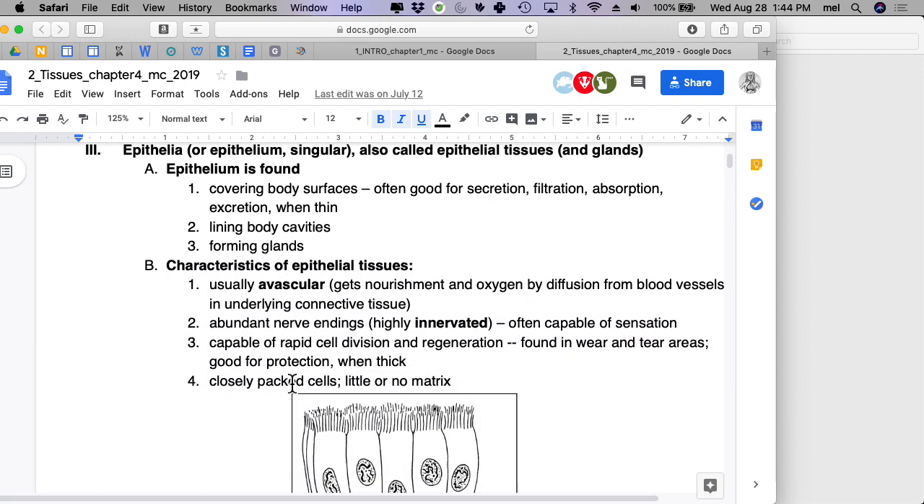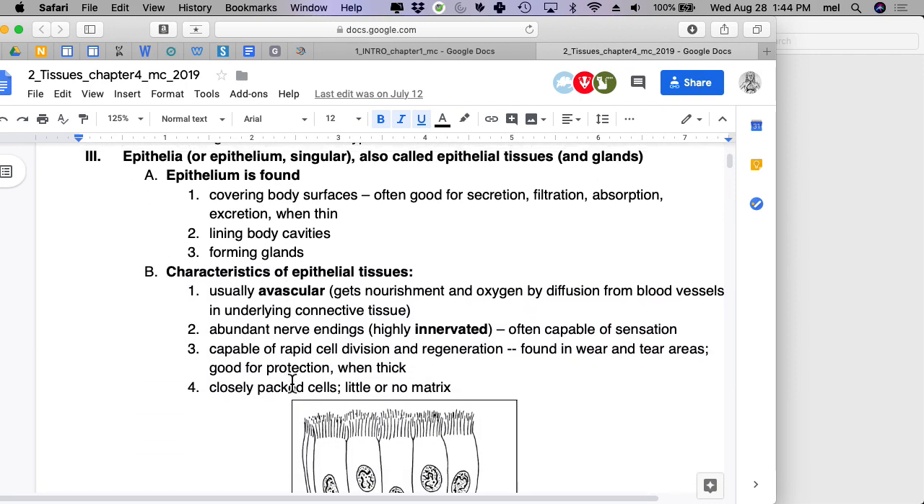we are, of course, going to start where you guys started in the lab, which is epithelial tissue, also called epithelia. A singular is an epithelium. And you find this covering body surfaces. And because it's covering body surfaces, it does a lot of surface things. Yeah? So if you're really thick on body surfaces, you're probably going to be for what? Protecting. Yeah? If you're really thin, you might be for transport. Does that make sense? Yeah?